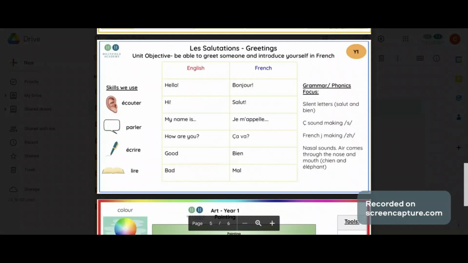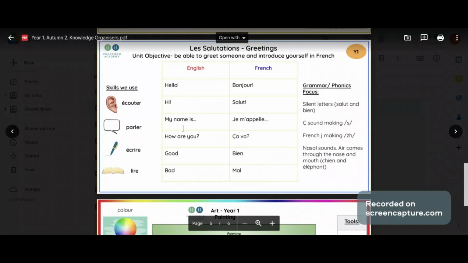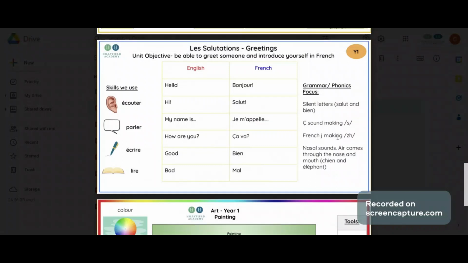And here we have some French vocabulary and the skills. They listen, they speak, they write, and they read the French. So this is going over all that key vocabulary and skills that they're going to do. And you can see there's a big focus on grammar in the autumn term for French, so you can help practise those sounds with the children.